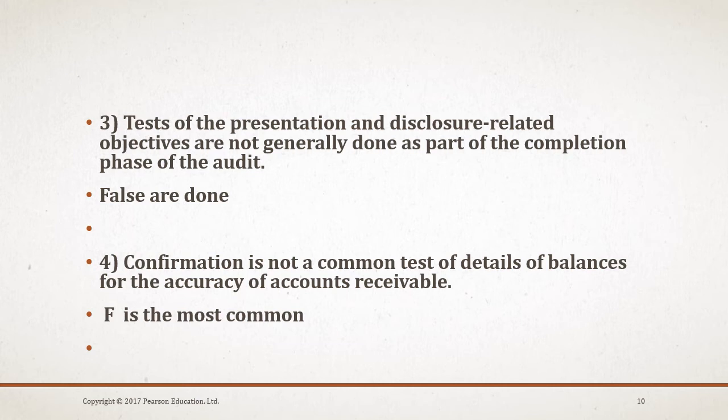Number 4: confirmation is not a common TOB, test of balance, for the accuracy of the receivable. This is false, because actually confirmation is the most suitable and common evidence to perform tests of balances, right? For both accounts receivable as well as accounts payable, right?